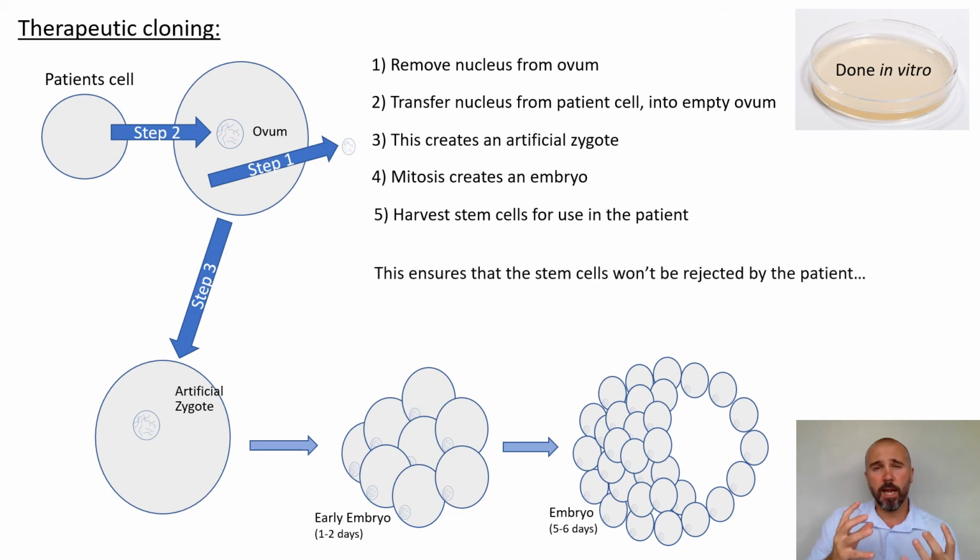Okay. Now, the reason why you would do this is it ensures the stem cells won't be rejected by the patient because they're genetically their own cells. If we did this using my own cell, that embryo, the cells would essentially be genetically me. So I'd just be putting them back into my body. But of course, you do have to destroy the embryo in order to do that.